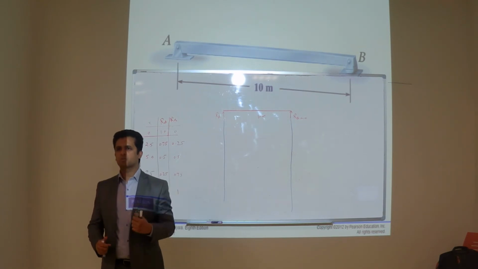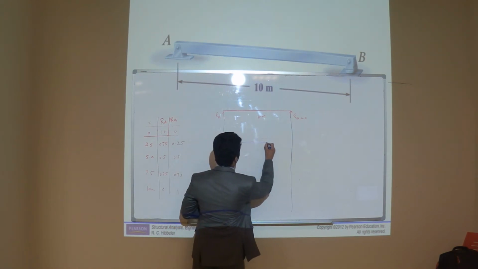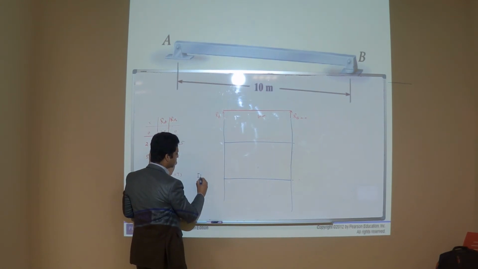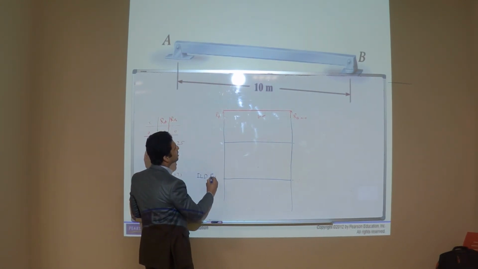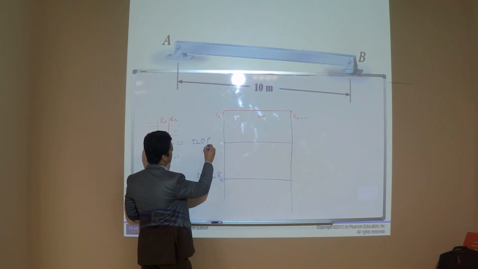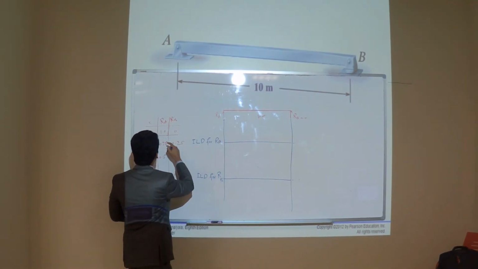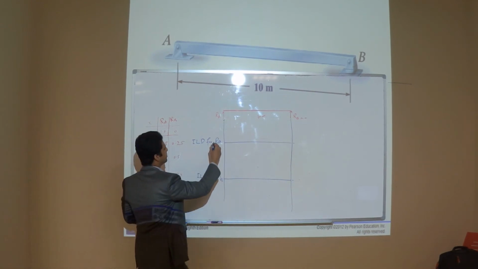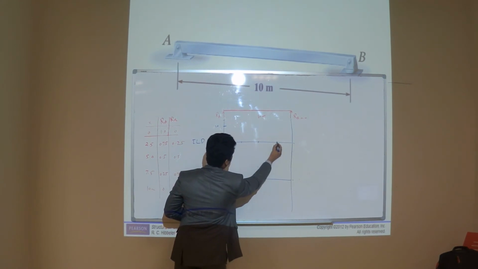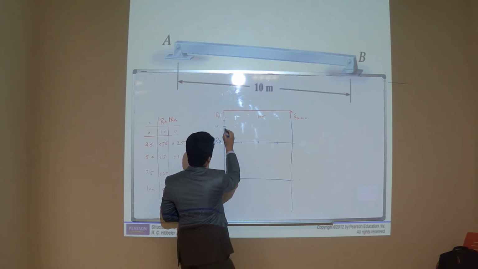Draw the influence line diagram. Okay, let's come back. So this will be the influence line diagram, ILD for RB, and this will be ILD for RA. So when x is 0, how much is RA? 1. And when x is 2.5, how much is RA? 0.75.